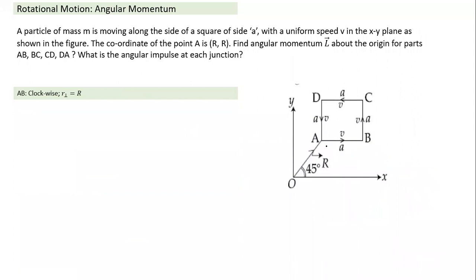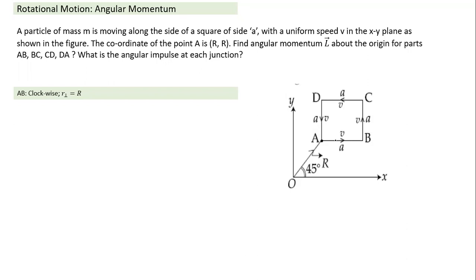Okay, in this case, let's say a particle is moving along the sides of a square. So this is a square, A, B, C, D. Each side of the square is A. What else is given? It is in the XY plane. The coordinates of point A are given as R, R. So this is what is given. Find the angular momentum L about the origin for the different parts of the motion.